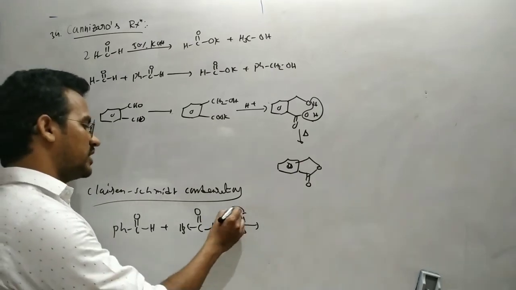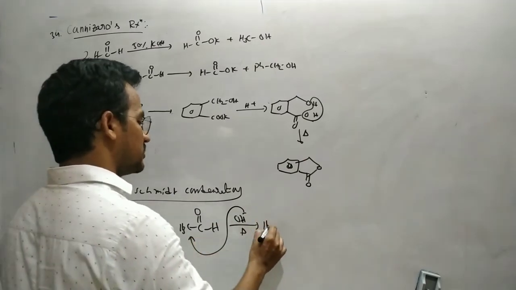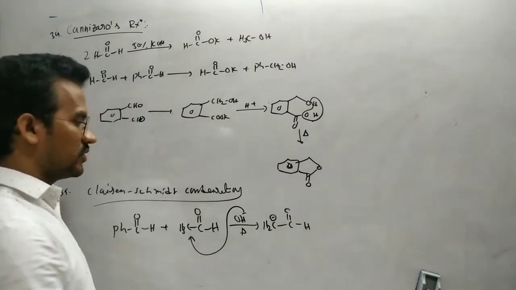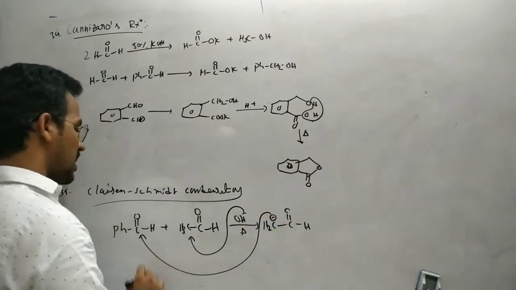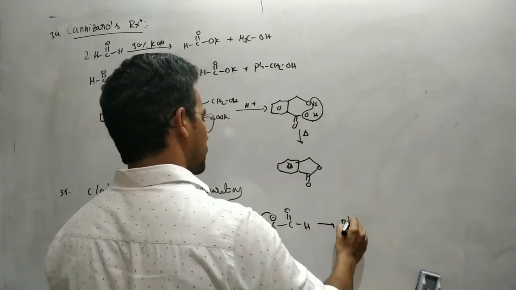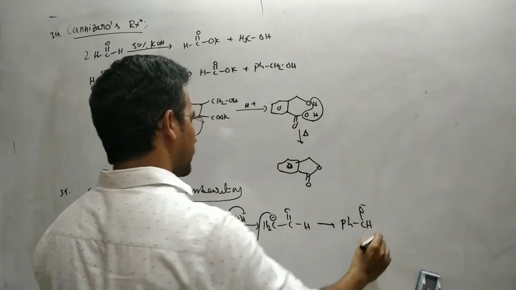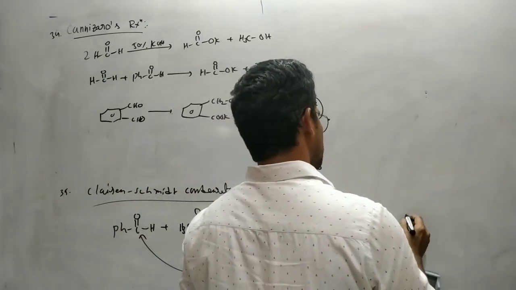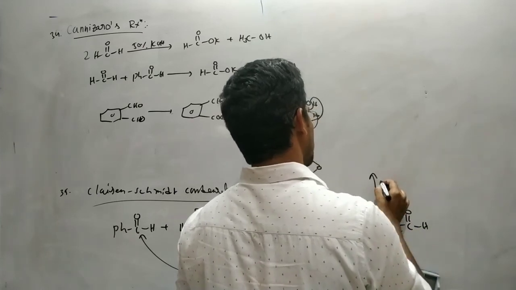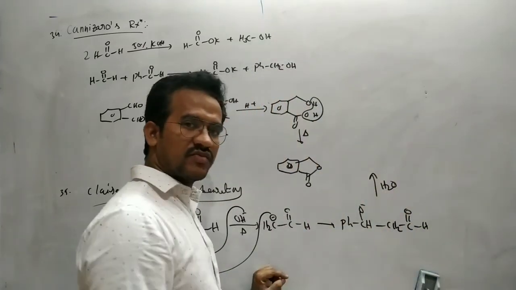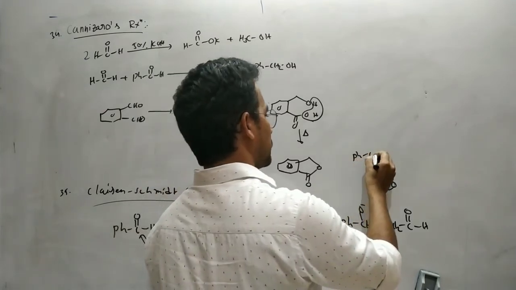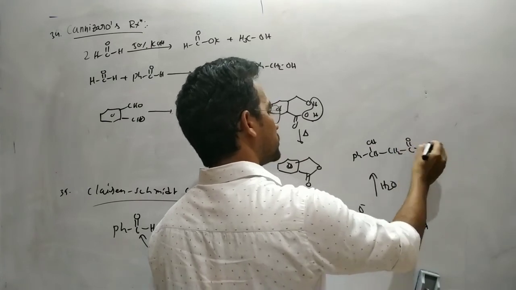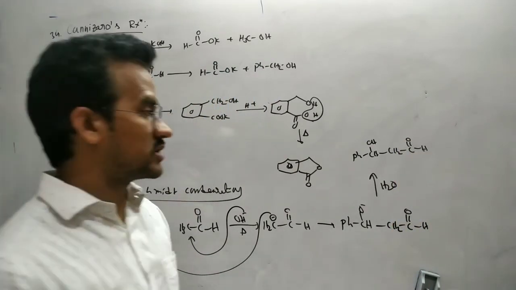First of all, OH minus removes the H plus from the alpha hydrogen, giving CH2 minus C double bond O. Now this nucleophile attacks the aromatic aldehyde, giving Ph-CH(O minus)-CH2-CHO. This accepts a proton from the solvent and is converted to Ph-CH(OH)-CH2-CHO. That is a beta hydroxy aldehyde.